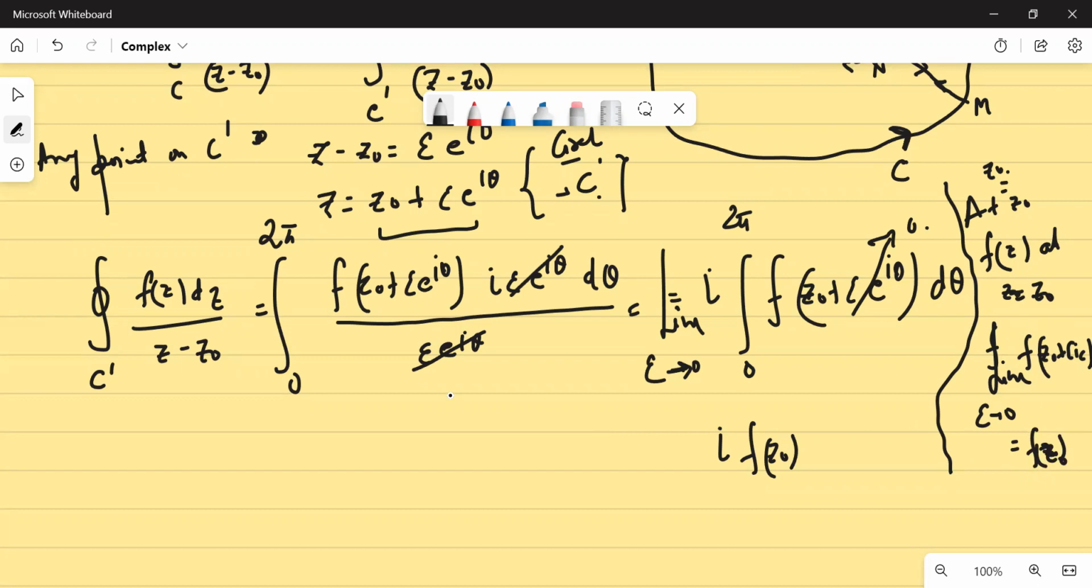Like, your function value nearby and overall would be equal. Are you getting my point? So if your function is a continuous function, then the value of the function at that point is equal to the limit.